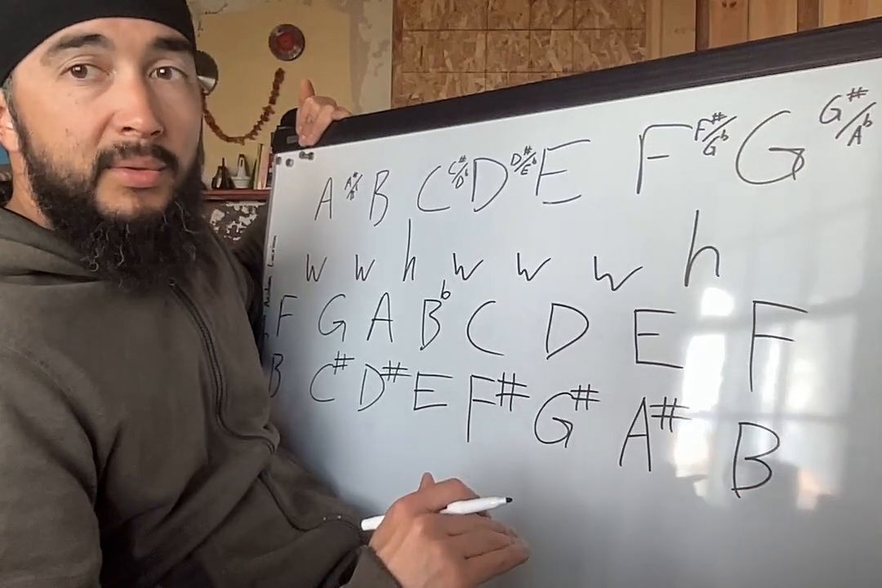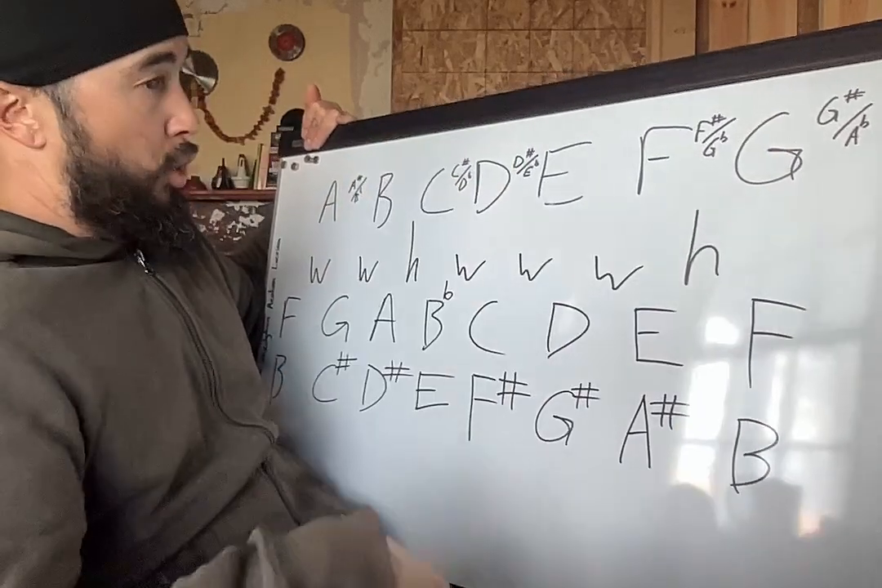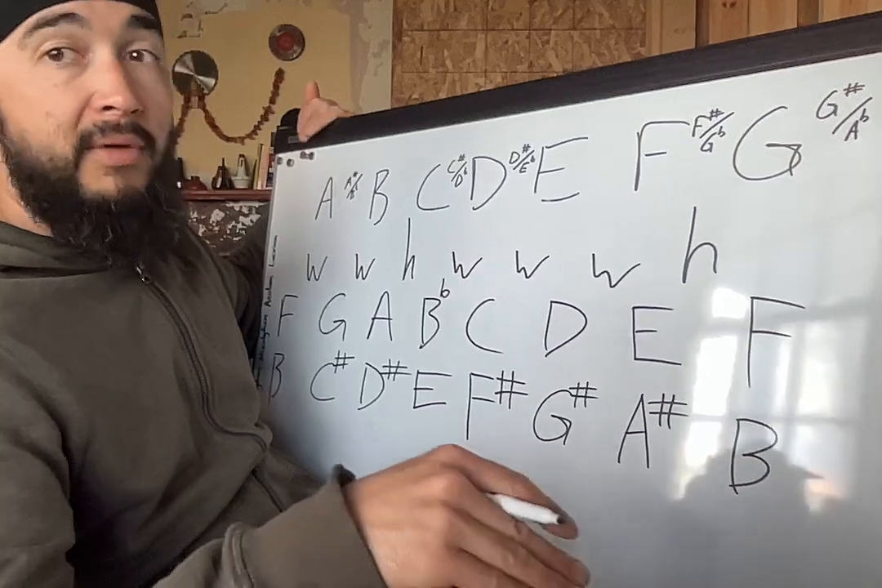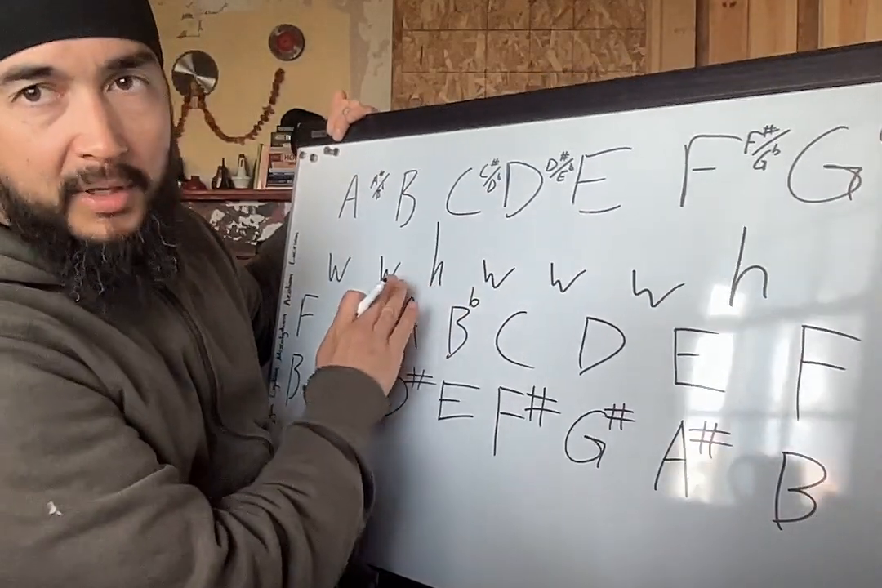1, 2, 3, 4, 5, 6, 7, 8. They all have the same feeling because they all follow the same interval recipe.